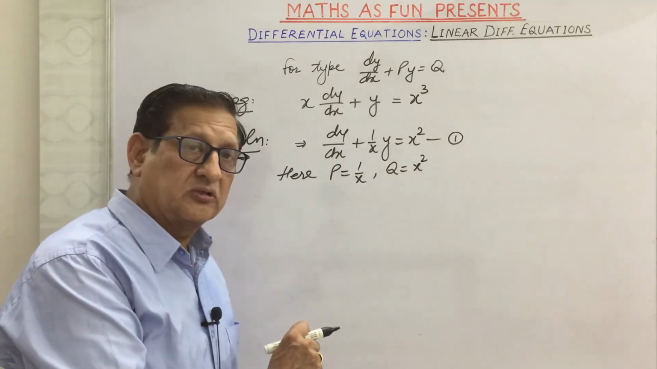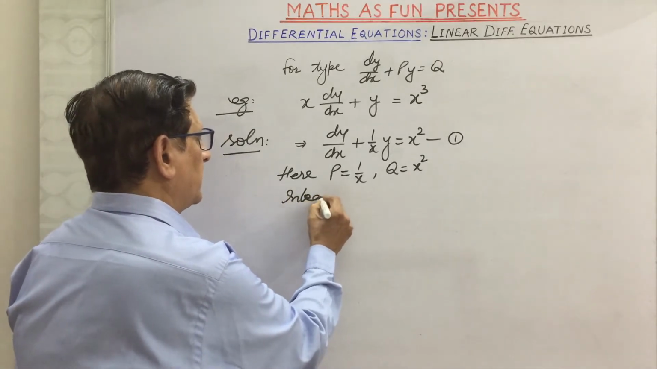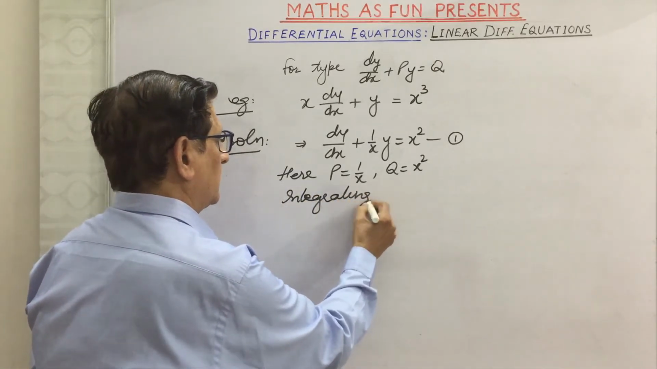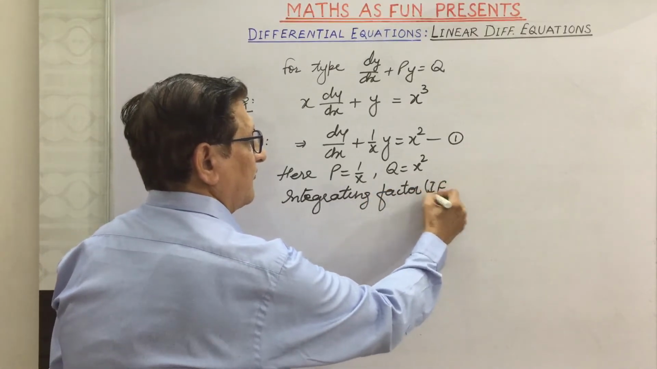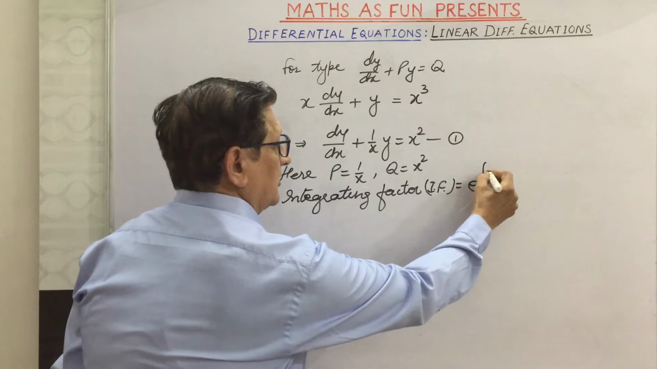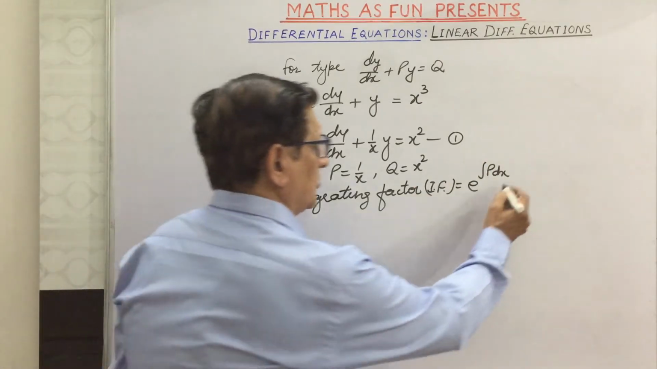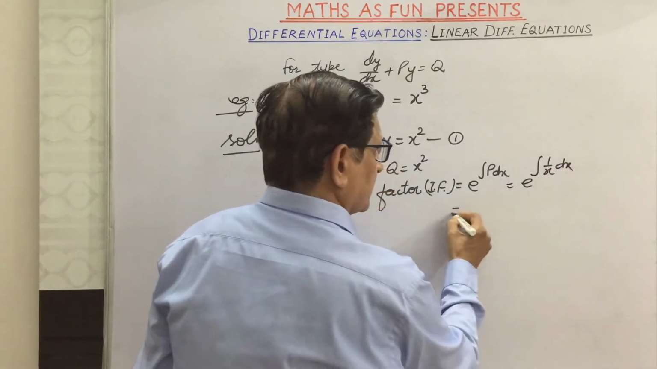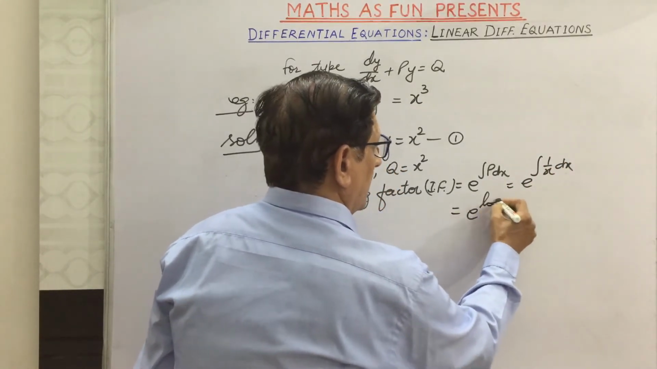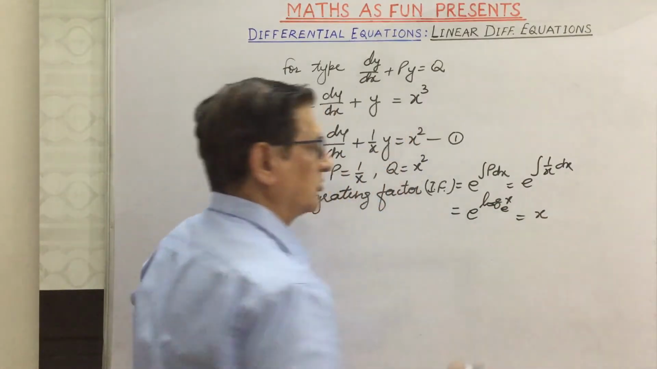Then we have to find out the integrating factor. So we find here the integrating factor, that is IF, is equal to e to the power integration of P dx. That is equal to e power integral of 1 upon x dx, which is equal to e power log of x with base e. And we know the value of this is equal to x.